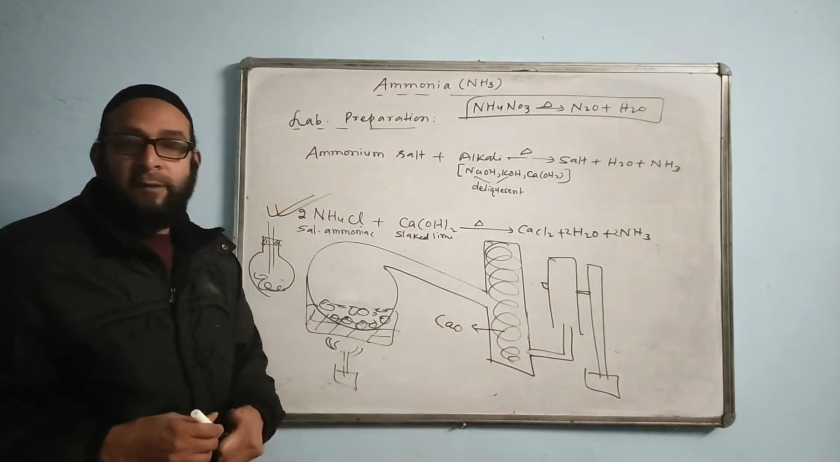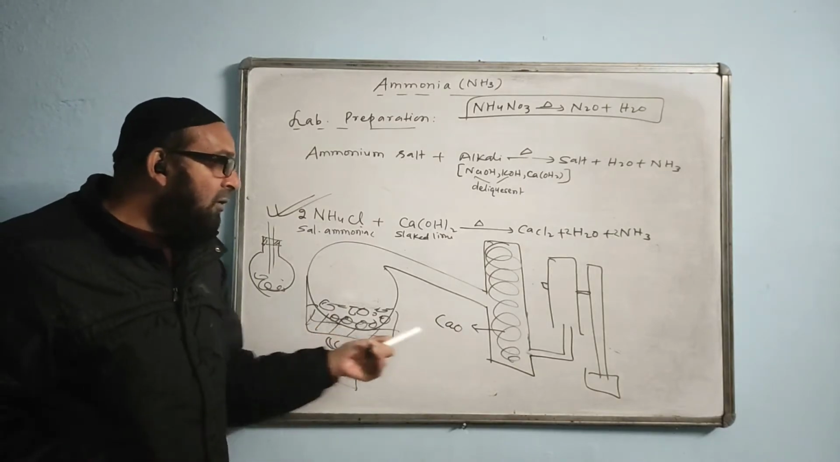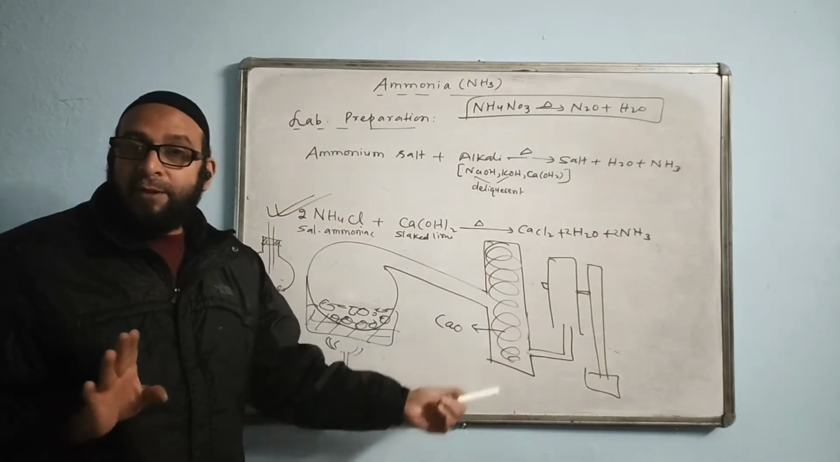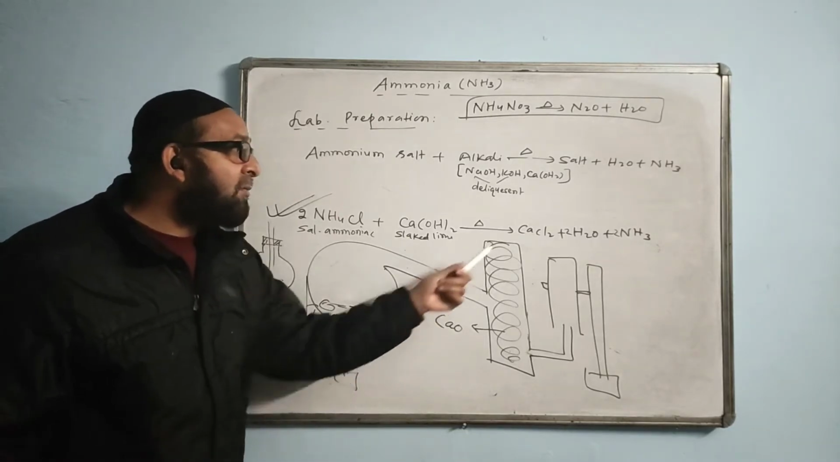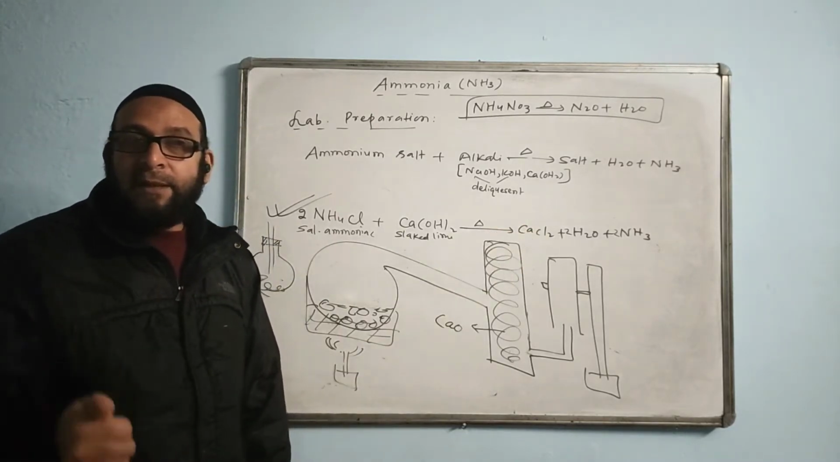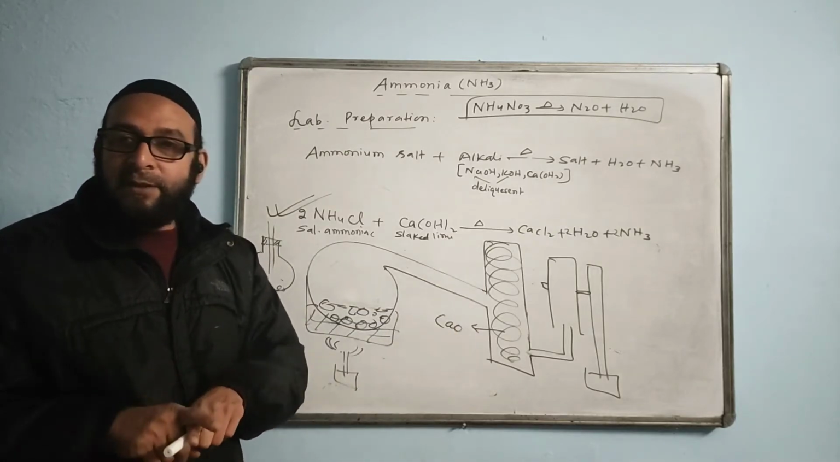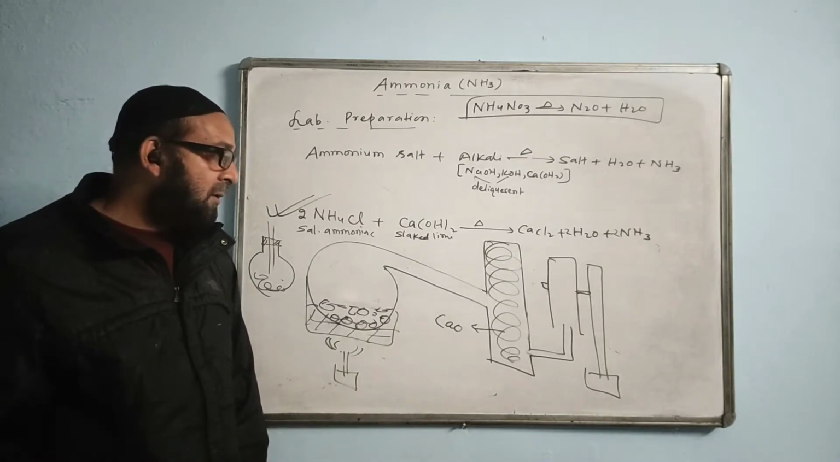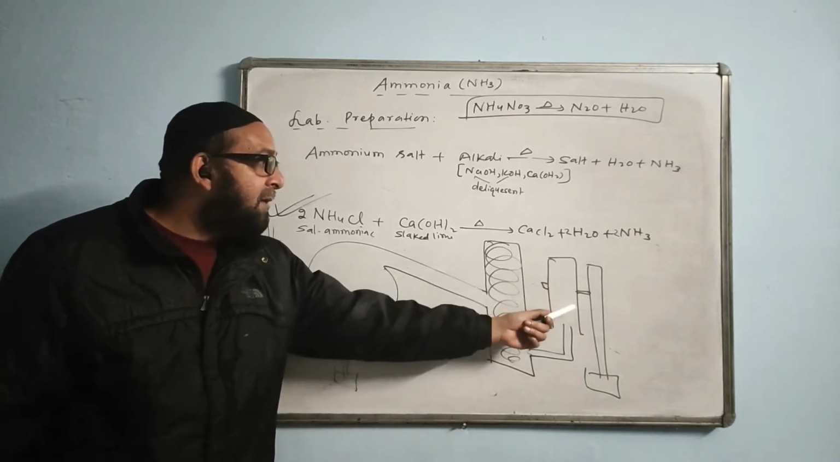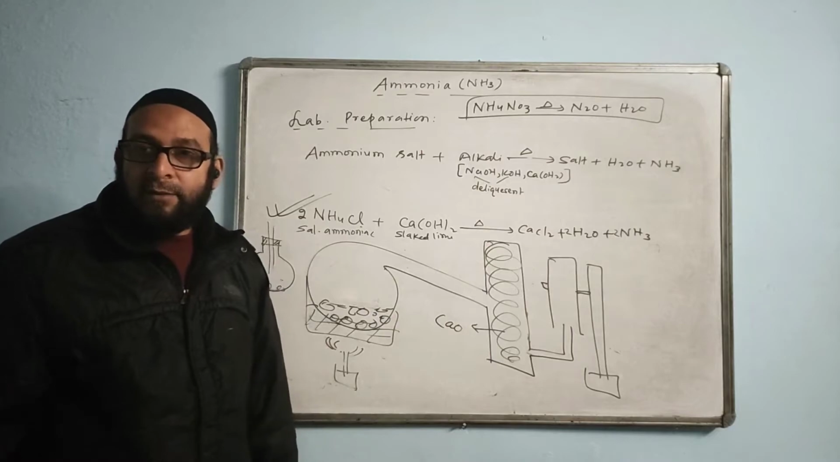This is also solid. Both the reactants are solid and this is also solid. It is not liquid, it is not concentrated sulfuric acid, because concentrated sulfuric acid reacts with the ammonia. Ammonia is basic, and the acid reaction forms salt and water. So we cannot use sulfuric acid for this reaction. And now here we see the arrangement, which tells us this is the ammonia gas.